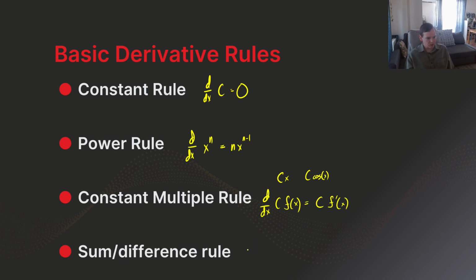The sum and difference rule is the derivative of a sum or a difference of two functions, so f of x plus or minus g of x. And that's just going to be equal to the derivative of f of x plus or minus the derivative of g of x, depending on what you had here. So in other words, we can take the derivative before or after we add or subtract. And more often than not, we'll do it before we add or subtract.